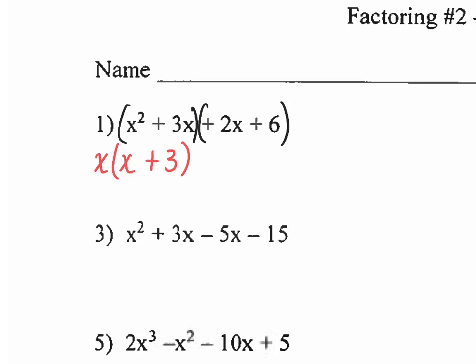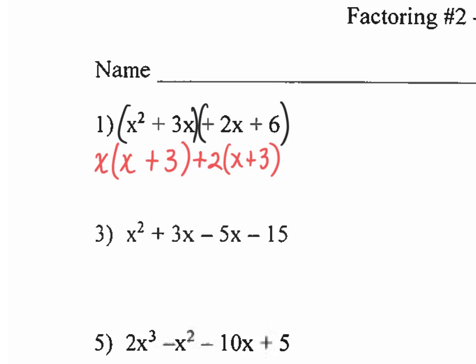Now, these first ones are easy. It just works out real nice and neat. So what could I pull out of this group right here? A positive 2. If I pull a positive 2 out of that, what's left? x. And if I pull a positive 2 out of 6, what's left? A positive 3. That's what I wanted: the inside of the parentheses to be the same thing as this inside the parentheses. These need to be the same right here.